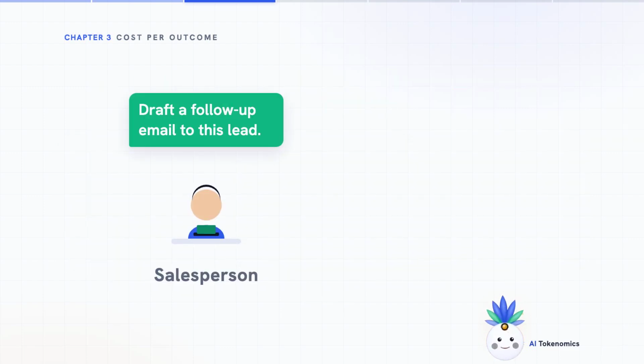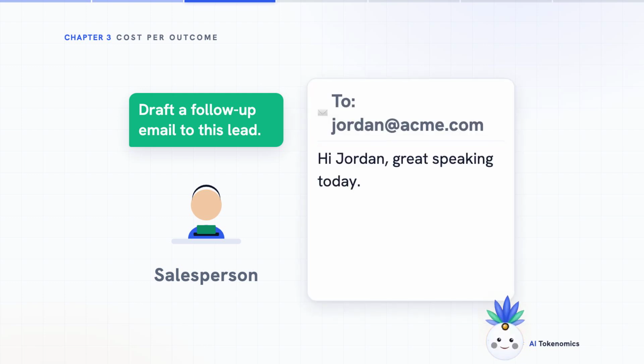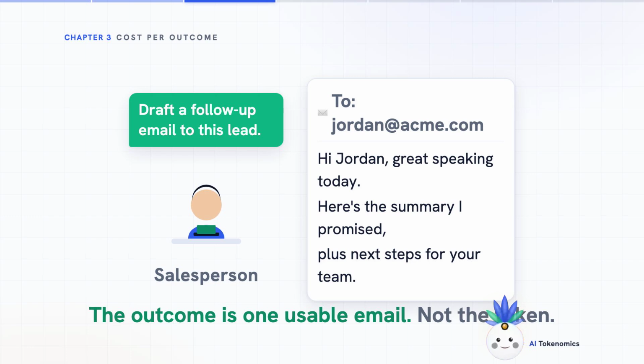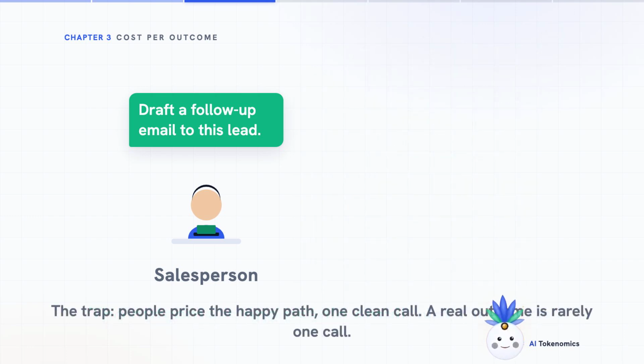Okay, here's our feature. An AI sales assistant living inside a SaaS product. A salesperson asks it to draft a follow-up email to a lead. That drafted, usable email, that's the outcome. Not the token, the email. And here's the trap. People price the happy path. One clean API call, done. But a real outcome is almost never one call. So let's price the whole path to one good email.